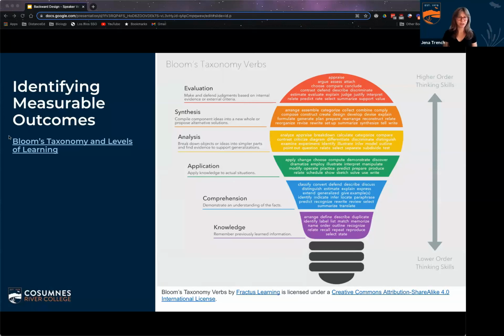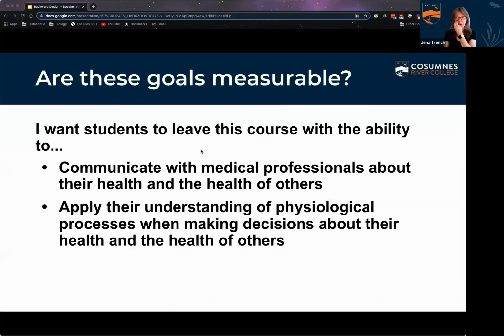Now, these are not all the learning outcomes for my course. These are just two that I thought related to demonstrating an understanding of the human body. Okay. So outcomes are definitely important, and we certainly are going to be using those in backward design.